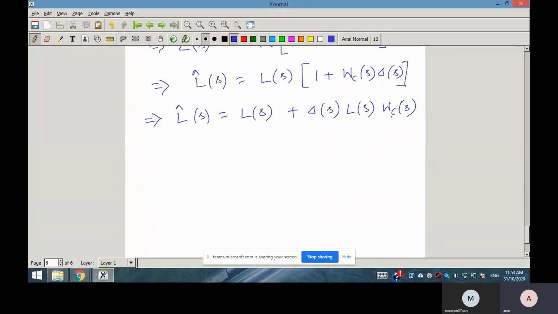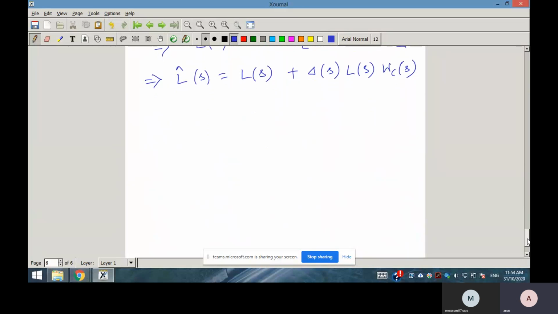So now I will try to draw the Nyquist plot of L j omega, and what will be the Nyquist plot of L hat j omega. Then I will obtain the condition for robust stability.